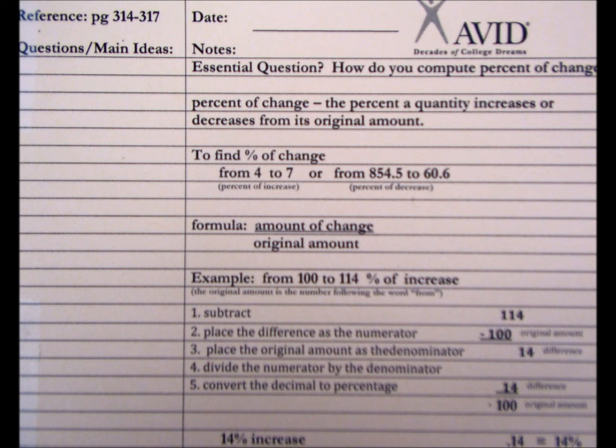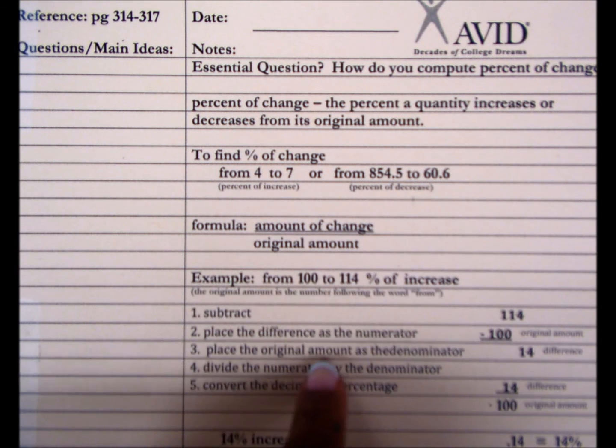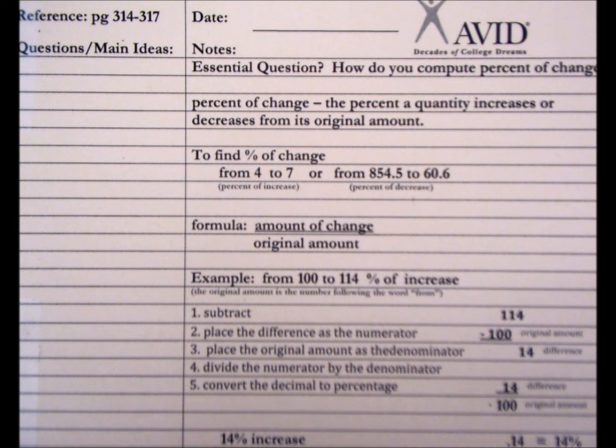So the first thing that we have to do is subtract the two numbers. And this is back to traditional subtraction where the big number goes on top. So we would subtract 114 minus 100, and that would leave us with 14 as the difference. The difference would be placed as the numerator, and the original price would be placed as the denominator.